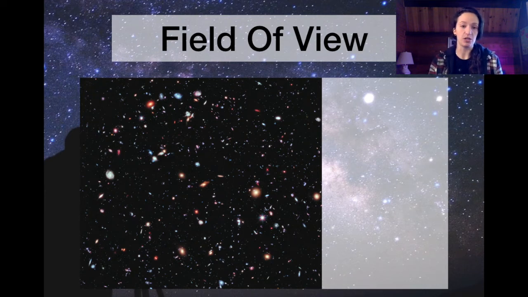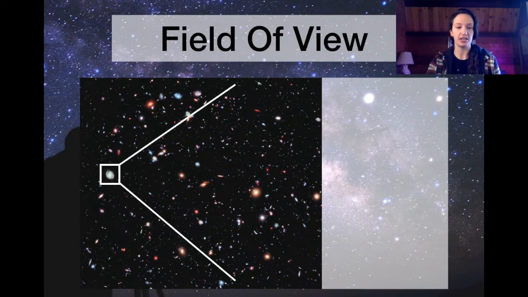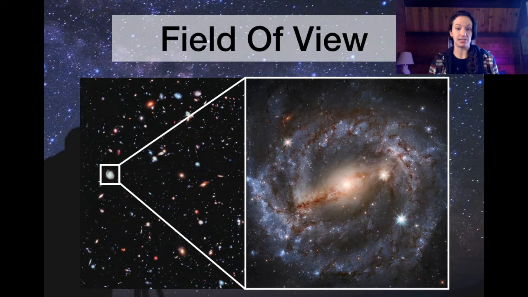Yes, this is a real image. And all of these points of light that you see in here are galaxies. And this was taken by the Hubble Space Telescope. So let's say we want to zoom in. So we're going to zoom into this galaxy here, and we might see something like this. So my question to you is, which of these has a larger field of view?